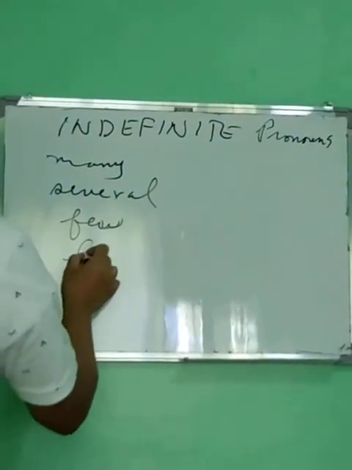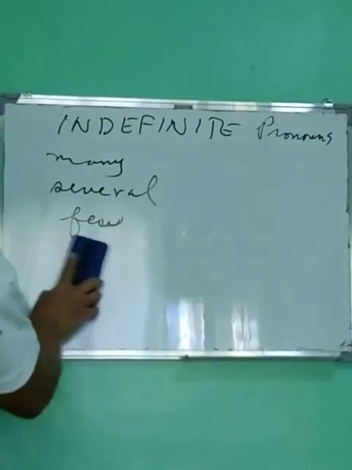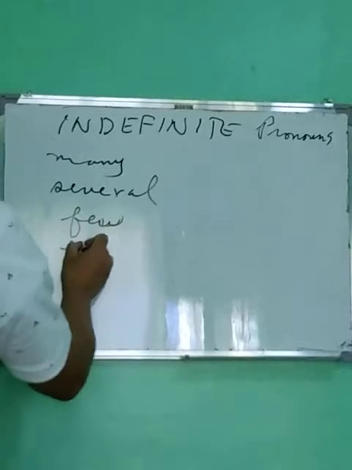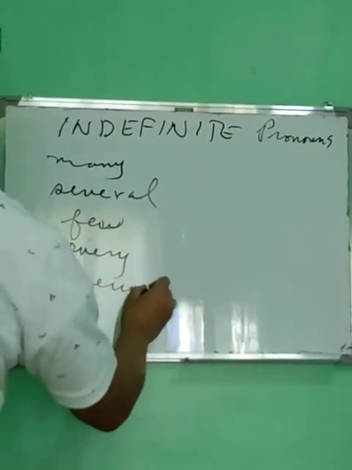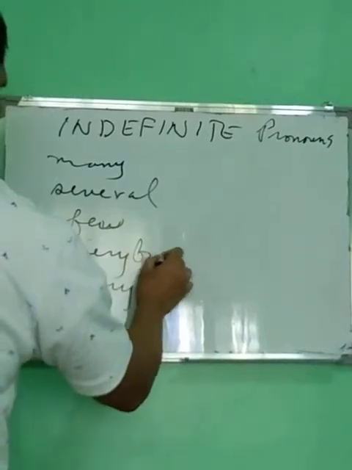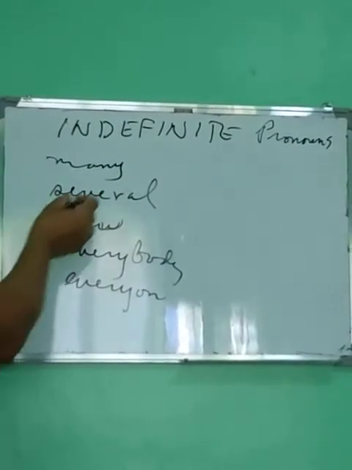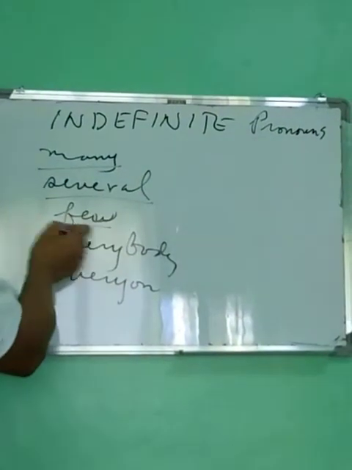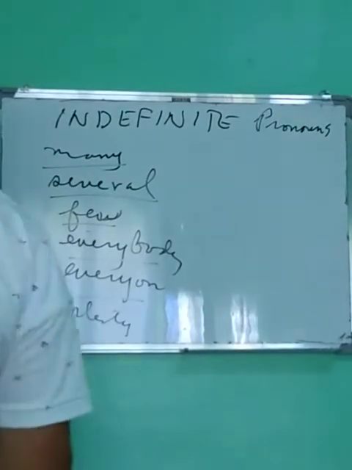Say for instance, few, everybody, everyone, etc. No, these are indefinite pronouns. It is not specified. No, several, plenty, ganyan. So these are indefinite pronouns.